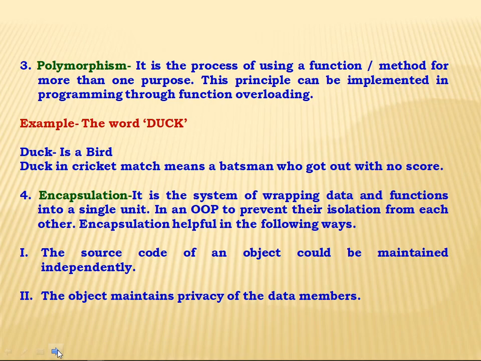And next is encapsulation. It is a system of wrapping data and functions into a single unit in OOP to prevent their isolation from each other. Encapsulation helps in the following ways. Number 1, the source code of an object could be maintained independently. Number 2, the object maintains privacy of the data members.